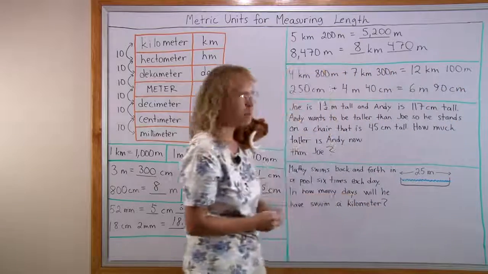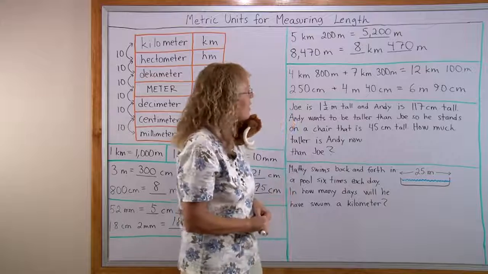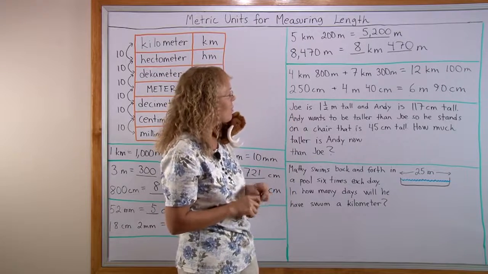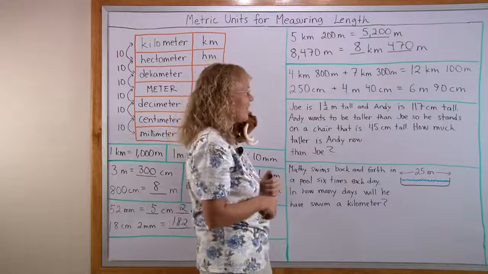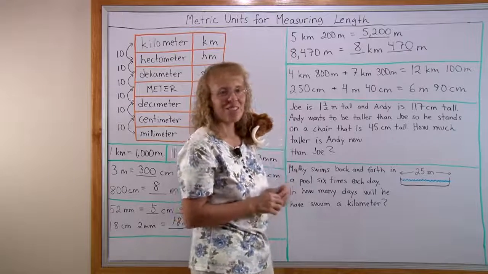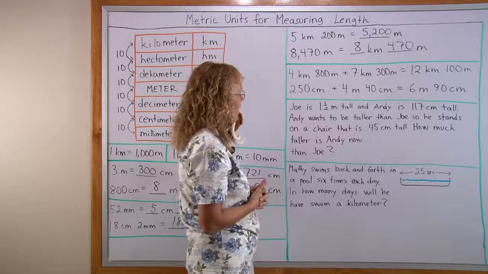It's not very difficult. Joe is 1.5 meters tall. Andy is, maybe his little brother, 117 centimeters tall. Andy wants to be taller than Joe, so he stands on a chair that is 45 centimeters tall. Have you ever done that? Standing on a chair to make yourself taller? How much taller is Andy now than Joe?